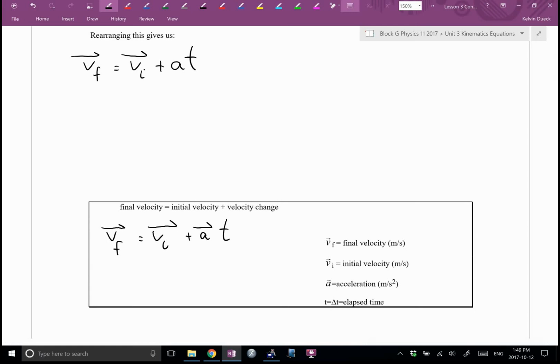Okay. What if you're not dealing with velocity? What if you're dealing with speeds? This still works for non-vectors. This still works as a scalar equation. If it says find the final speed, it's going to be the initial speed plus the magnitude of the acceleration, who cares about direction, times time. Times a scalar.